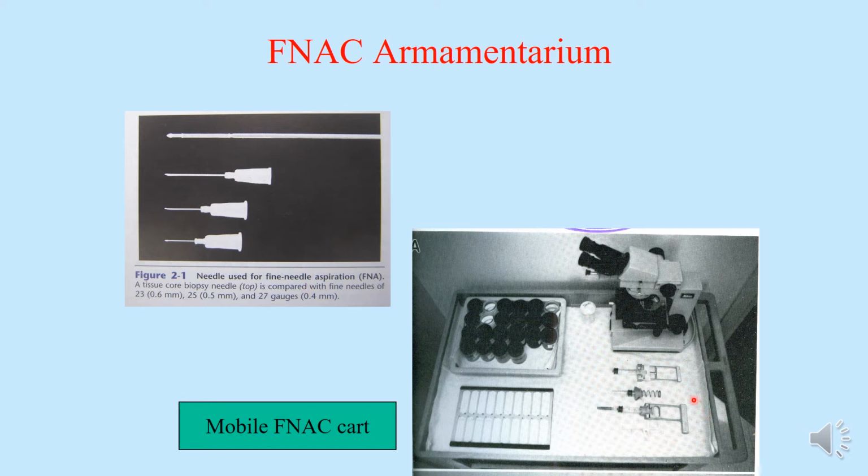In addition to this, what else do we need? We have a kit like this, wherein you have the syringe, the needle, and the holder here, which comes as a kit. You have the microscope obviously to examine the slide, you have a fixer, you have glass slides, and these are the processing liquids for staining the slide. This is also called a mobile FNAC card because once you do the procedure, you immediately prepare the slide and then you fix it, stain it, and you can observe it.